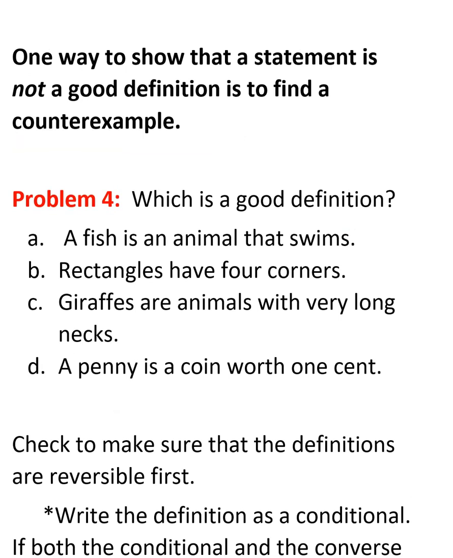Okay, so one way to show that a statement is not a good definition is to find a counterexample. So we want to point out which one of these is a good definition. So let's read through them all. A fish is an animal that swims. Well, that one is kind of vague because there's many things that swim that are not fish. So we would have to come up with one of them that isn't. Maybe dolphin.